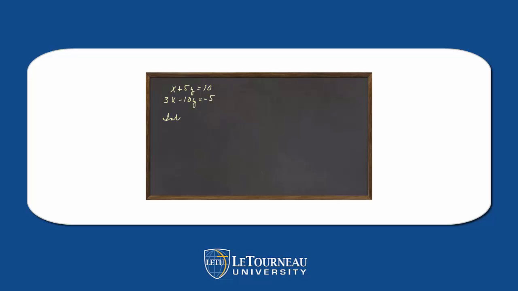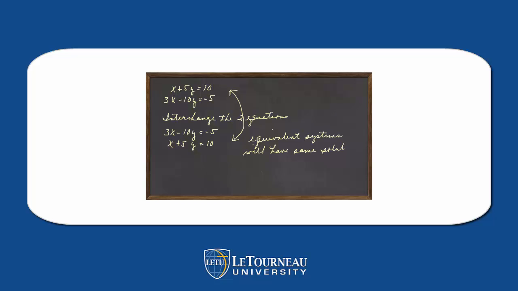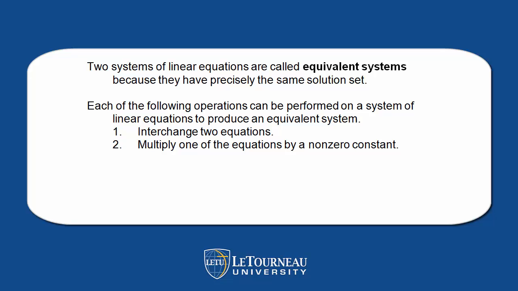So for example, we've got x plus 5y equals 10, 3x minus 5y equals minus 5. Let's interchange the two equations, which just means write the second one first and the first one second. And notice these are going to be equivalent. That means that if we were to solve either one of those systems, we'd have the same answer or the same solution.